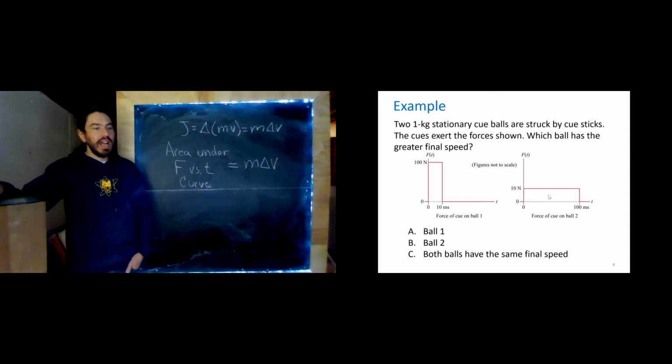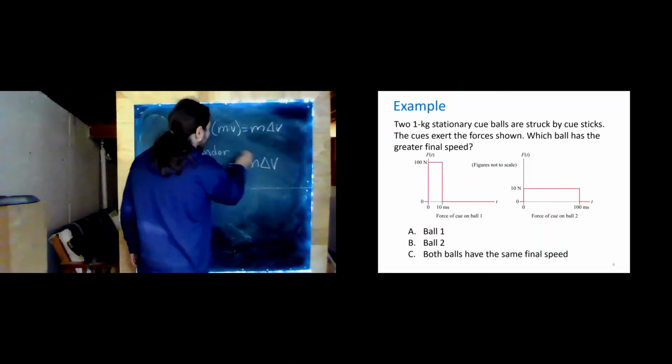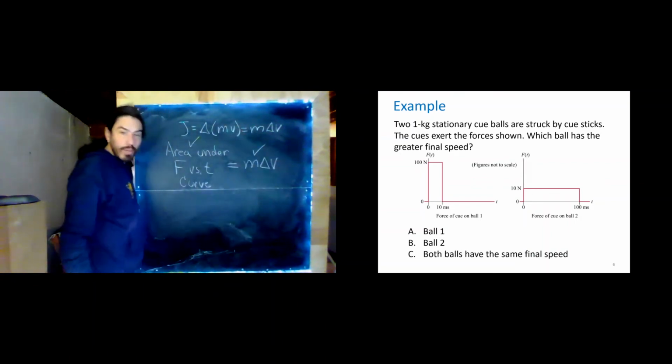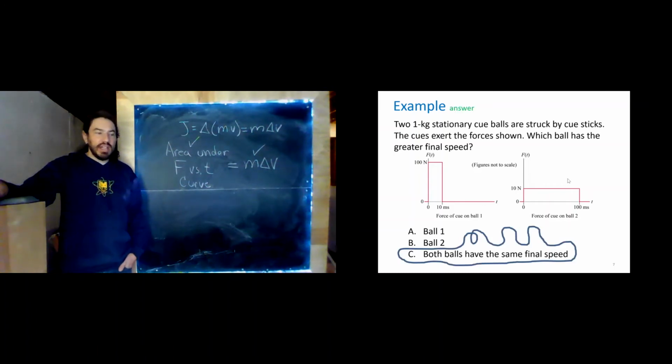The area here is 10 newtons times 100 milliseconds, also giving us 1,000 newton milliseconds. So both figures have the exact same area. If that's the same, then they have the same change in momentum. Since they have the same masses, they have the same change in velocity. Both balls have the same final speed.